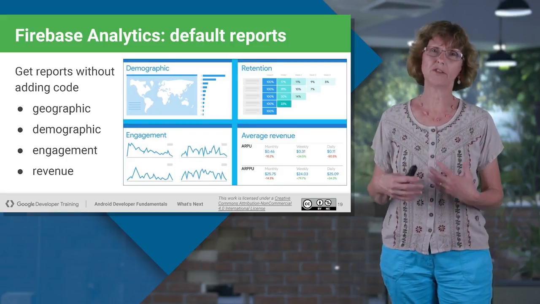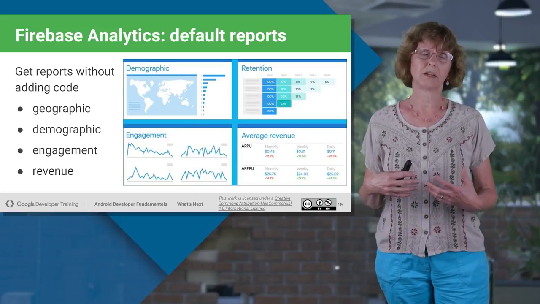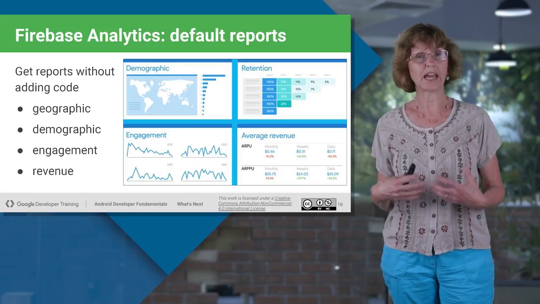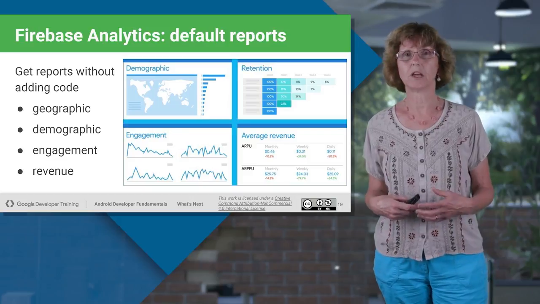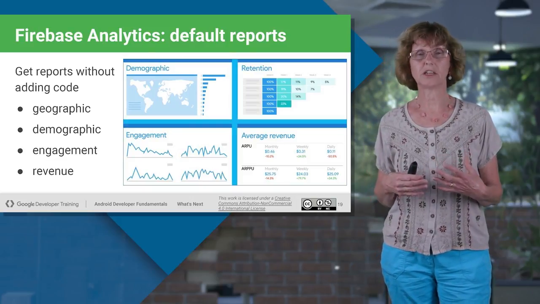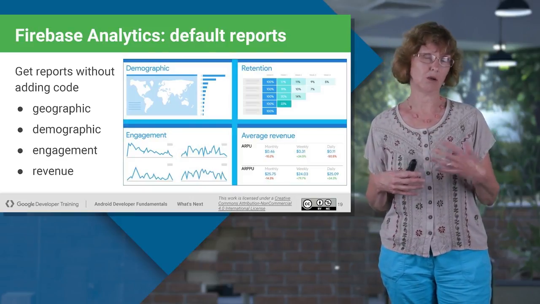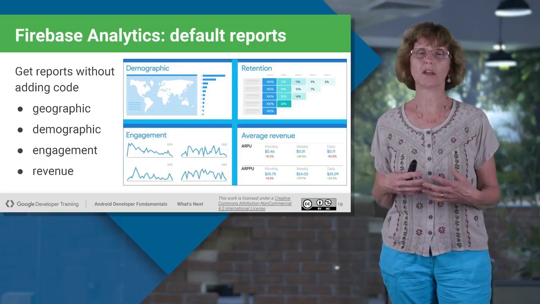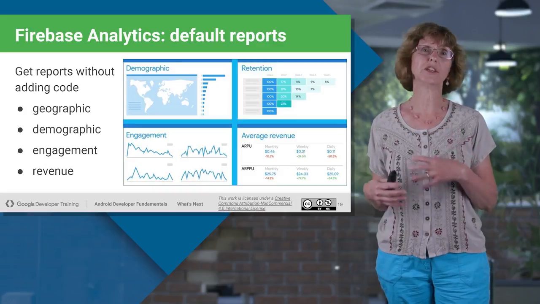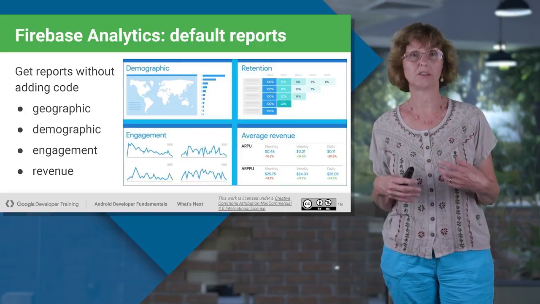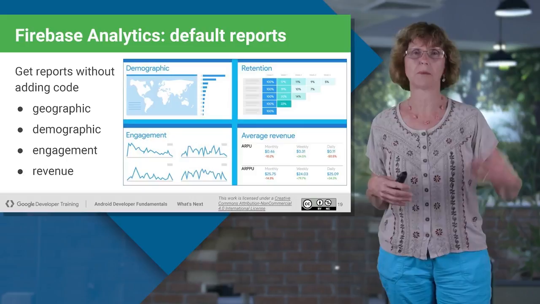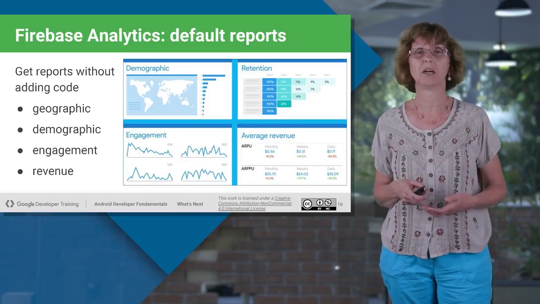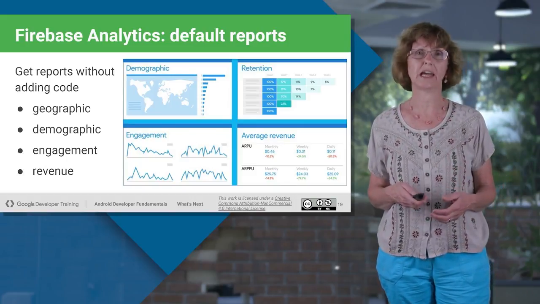And if you have revenue models activated in your app, you can get information about the revenue. One thing to know is that all this data in all these reports is anonymized and aggregated, so you can't track an individual user. You can't say, how did Joe use my app? How did my neighbor use my app? You can't get that level of information.